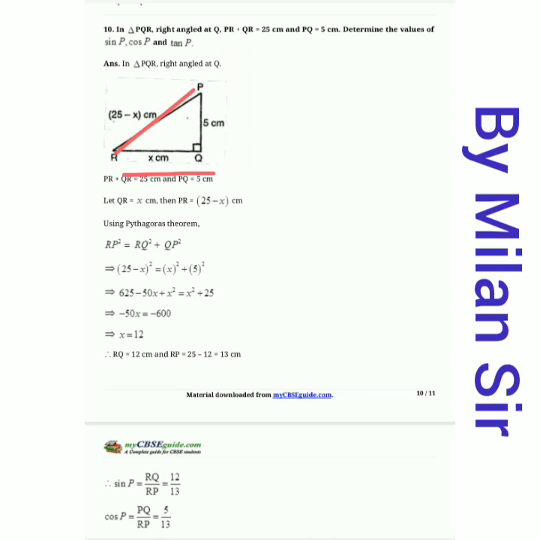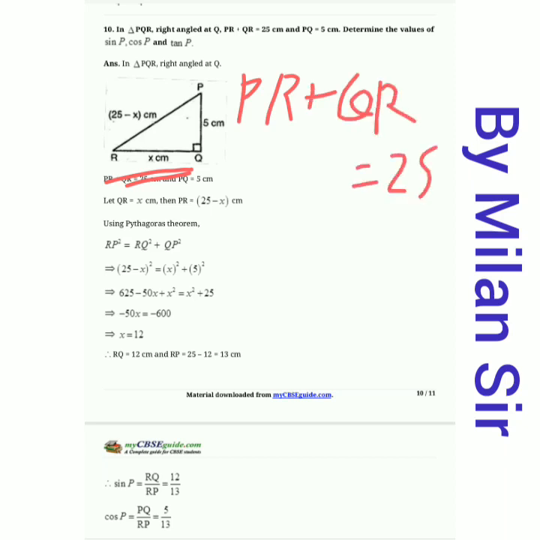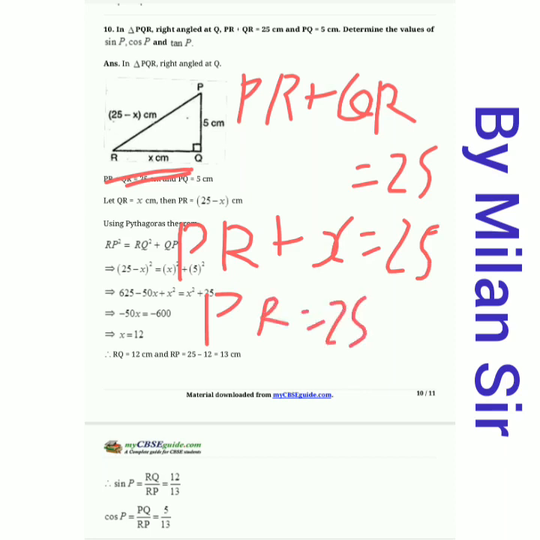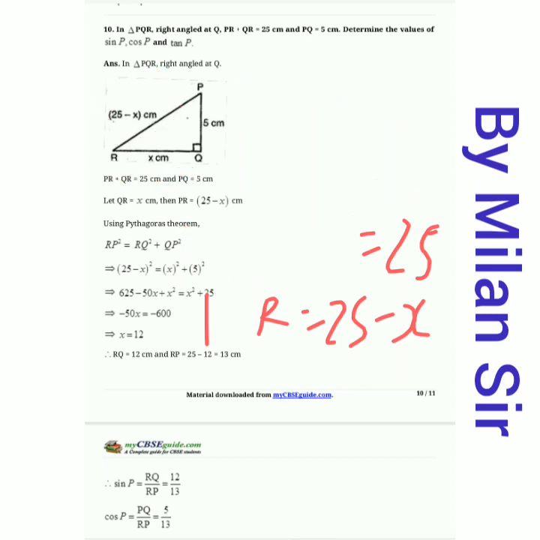So first of all, assume QR is equal to x. Now PR plus QR is equal to 25. So in place of QR, I write x. So find out PR. PR is equal to, now transfer this x to the right hand side, 25 minus x. So PR is equal to 25 minus x, QR is equal to x and PQ is equal to 5. Then use the Pythagoras theorem, you will get the values of QR and PR.